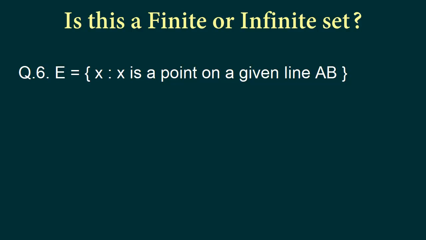Let's move on to the next question. Here our set is E that contains element x, where x is a point on a given line AB. So this is a question of sets and geometry. So let's draw any line AB. Let's draw something like maybe a line like this. Let's say this is our line AB. Now x is any point on this given line. So this can be x, this will be x, this will be x, this will be x. All of these points are x.